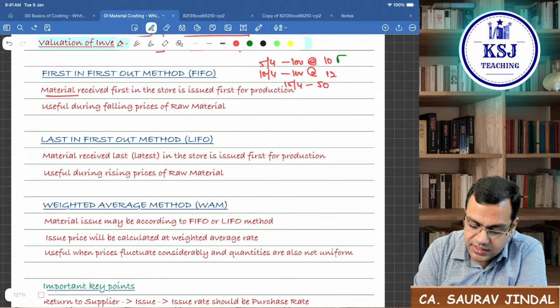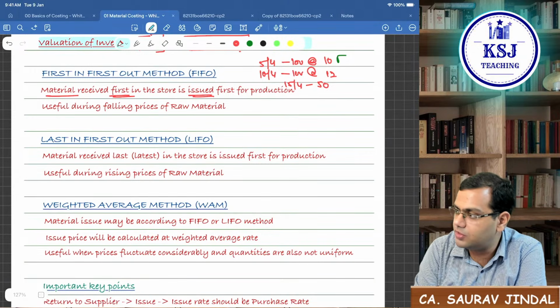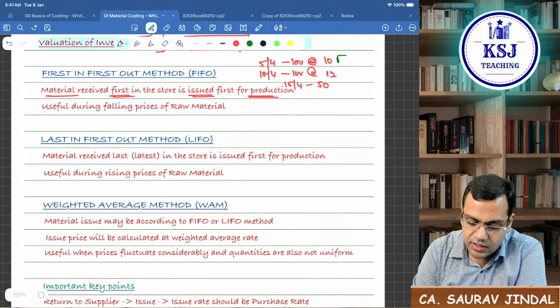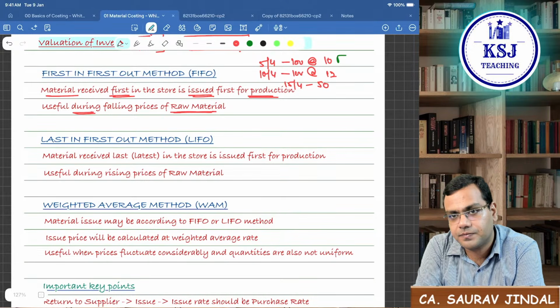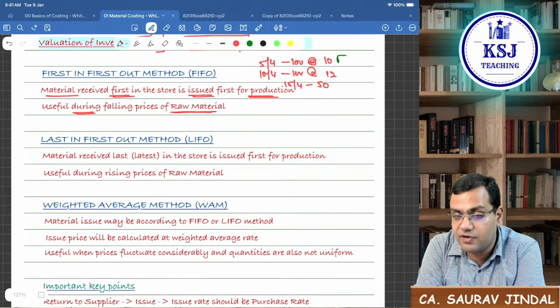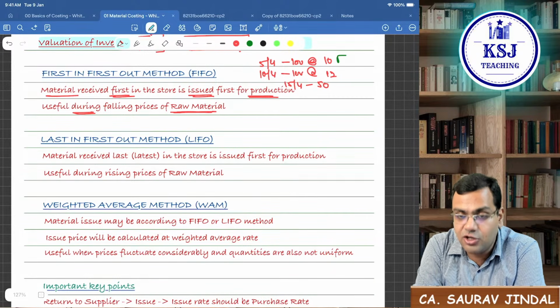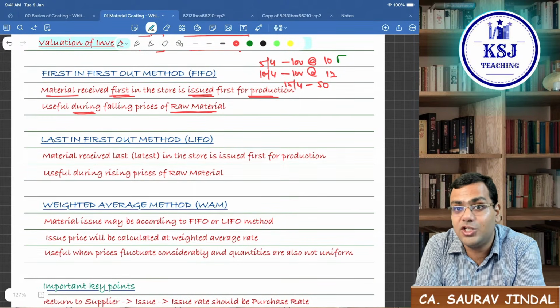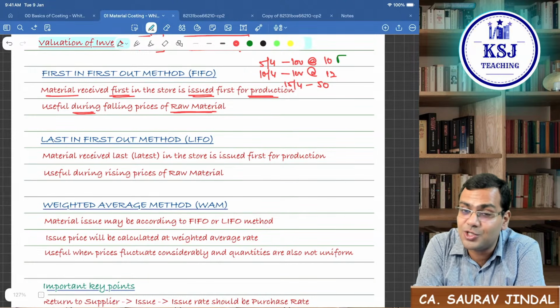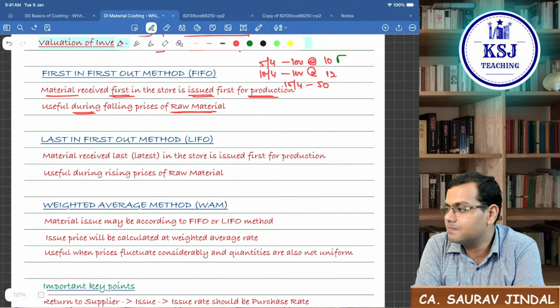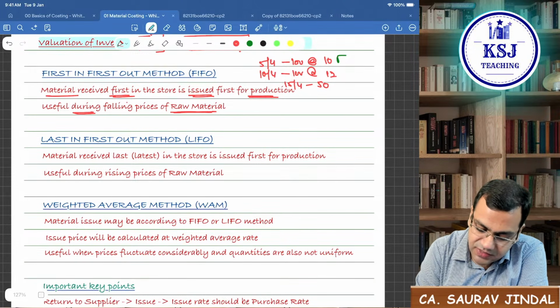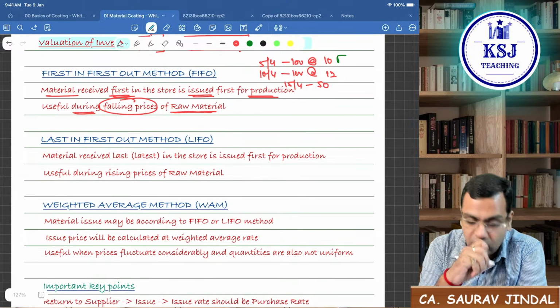So material received first in the store is issued first for production, useful during the falling prices of raw material, right? If the prices are falling, it is good that you value it on the higher side. If you value your issues on the higher side, you can take more expenditure. More expenditure means lower profits. Lower profit means lower taxes, right? So that is why it is more useful during falling prices.